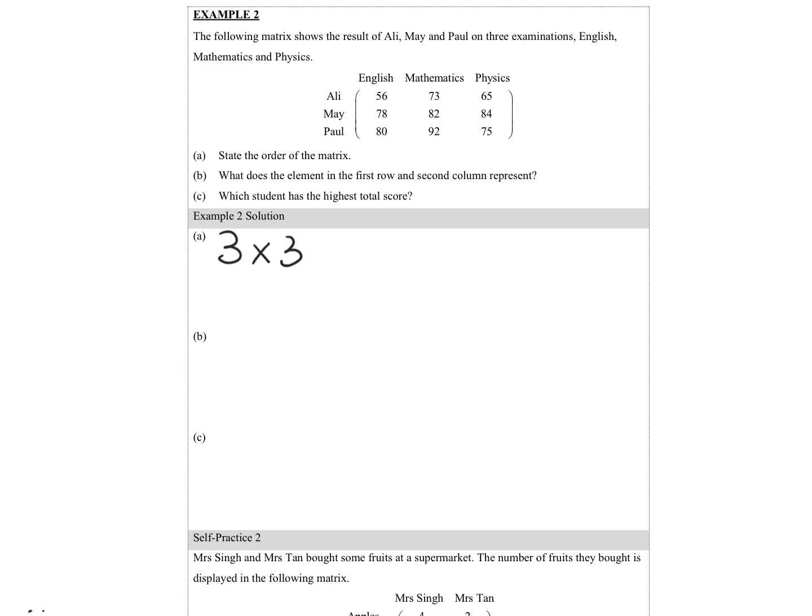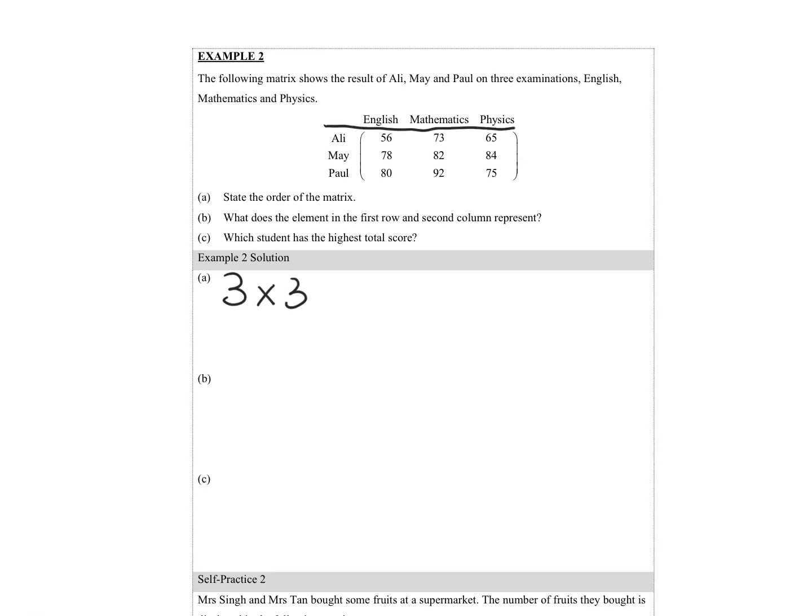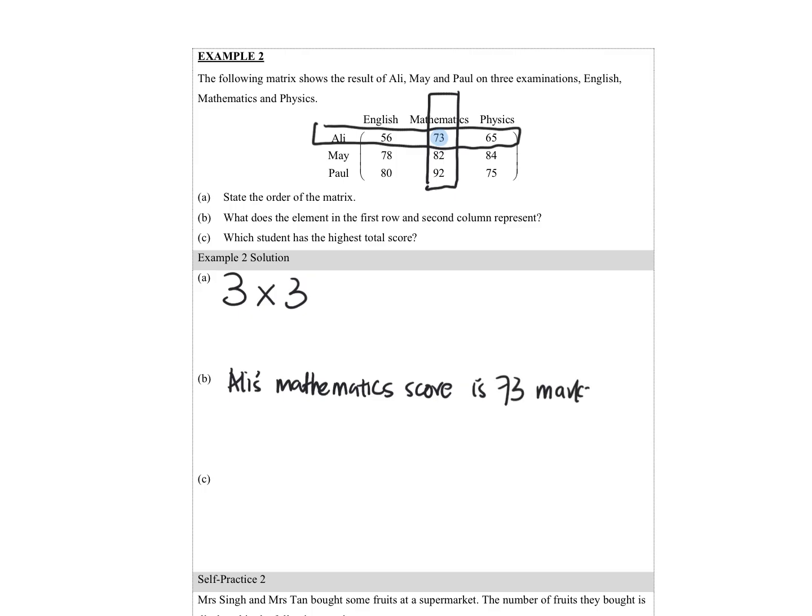Okay, what does the element in the first row, second column represent? The entry is referring to this one. So you know that this element represents Ali's mathematics score. It's 73 marks. So this entry refers to Ali's math score.